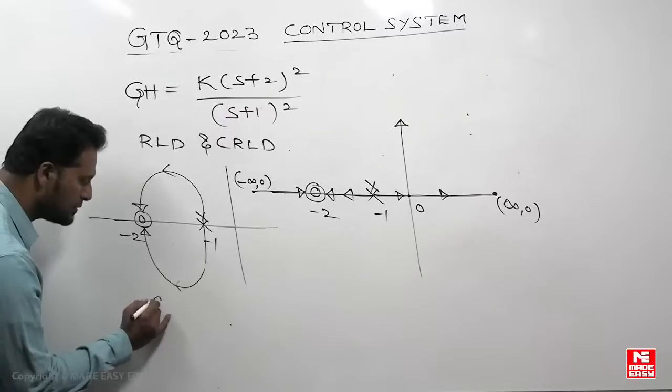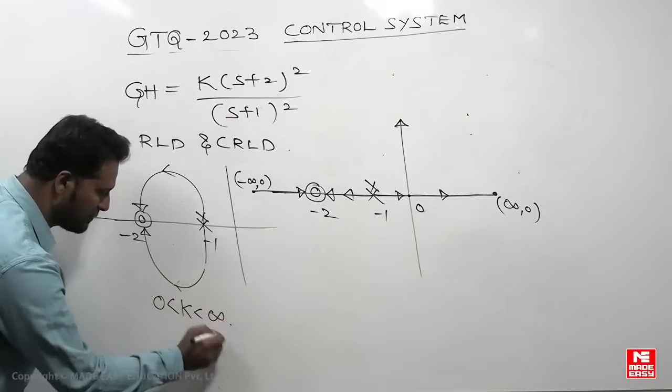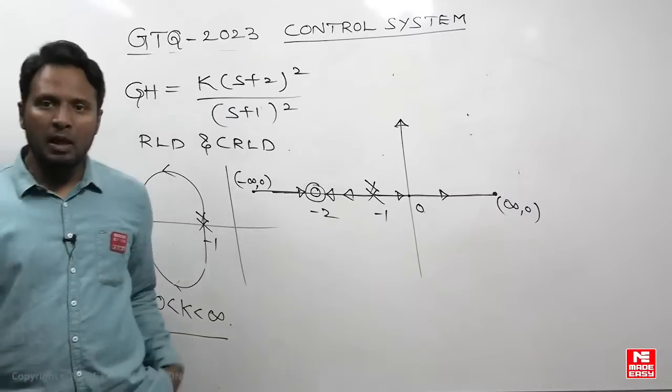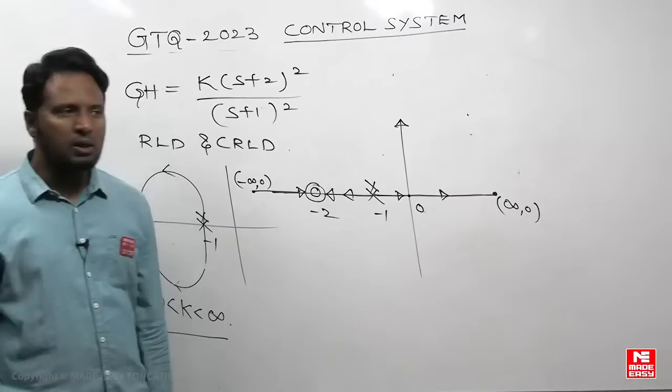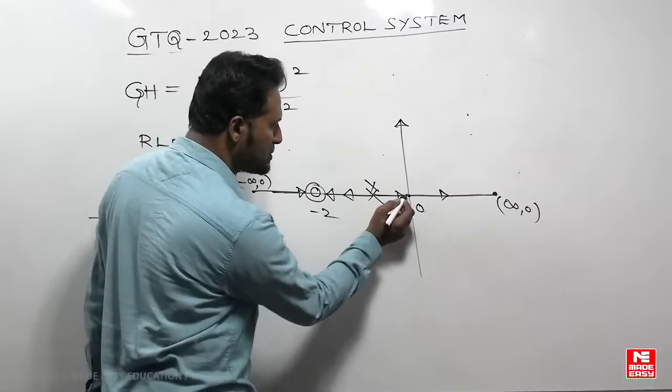From this, this system is stable for any value of K from 0 to infinity. What about stability condition from here? This is switching its stability at two different points. Please pay attention.